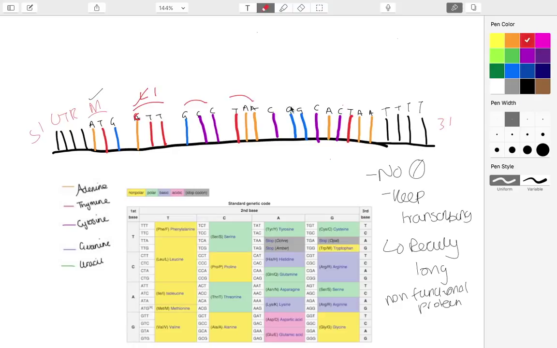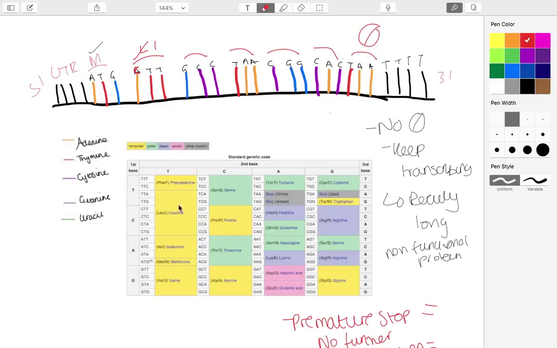Now obviously everything after stays the same. You still get your stop codon on there. That's absolutely fine. Now isoleucine being swapped for leucine is not a big deal. They are both non-polar, so they both have exactly the same characteristics. So swapping leucine for isoleucine often won't make a huge difference.